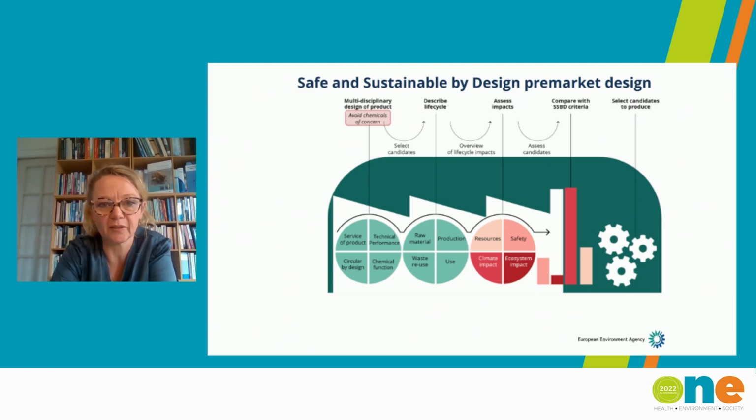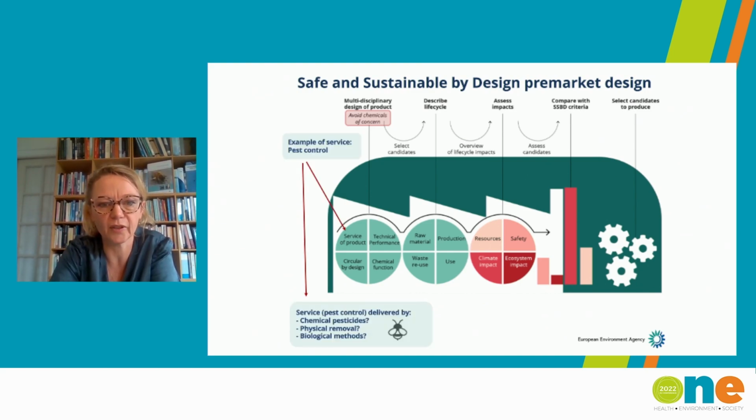And in the very first step, we want them to avoid chemicals of concern, which was really this preventative approach. And this is also one of the proposals of the current JRC report that calls out to having a two-step approach, where in the first step, you avoid substances of concern, and in the second step, you go through the life cycle assessment. But it really starts with looking at the service of the product. That could be a service, for instance, pest control, which can be achieved by various means: use of chemical pesticides, physical removal, and biological methods.